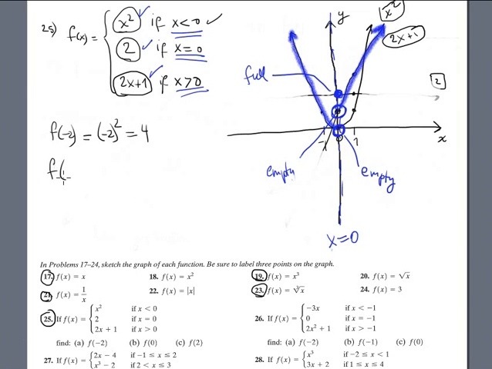f evaluated specifically at 0. Well, at 0 is this condition, so the answer is just 2. And f evaluated at 2. 2 is positive, it belongs to this condition. Now this expression is valid, so it's 2 times 2 plus 1, which is 2 times 2 is 4, plus 1 is 5. Okay, and this is the answer for number 25.